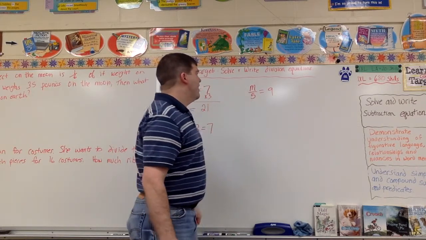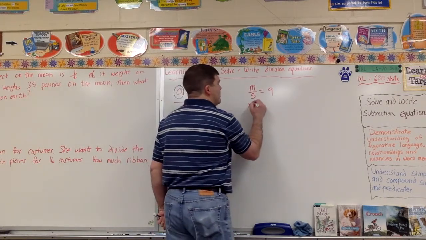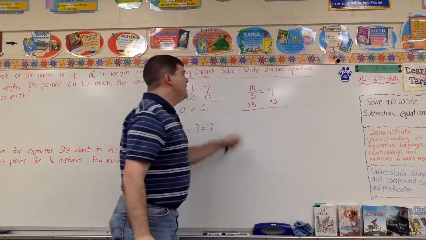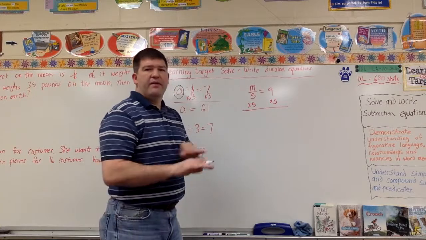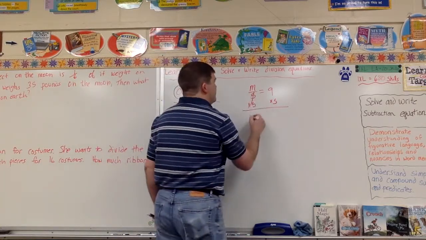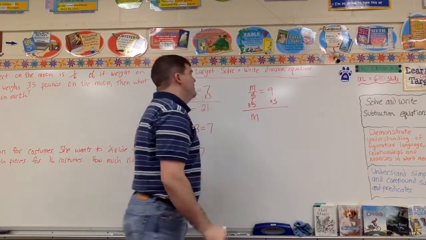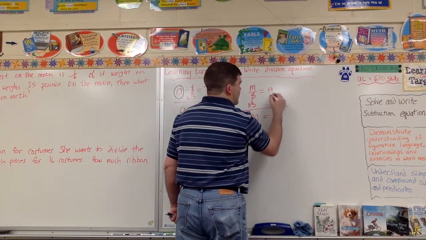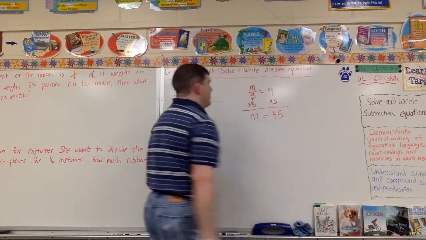So it's divided by 5. We're going to times 5, times 5. Divided by 5 and times 5, those cancel each other out. So you're left with m, and then equals 9 times 5 is 45.